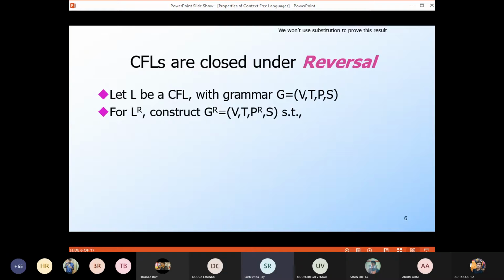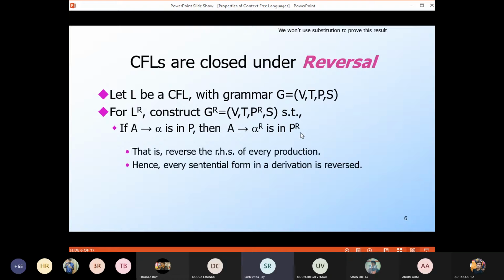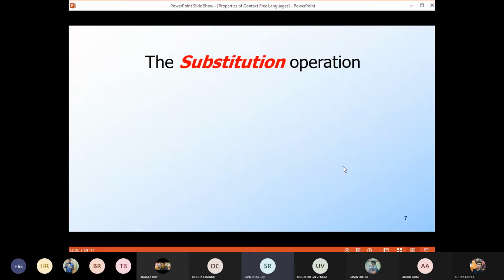So same grammar, only remember for L reversed, you need to reverse all the productions, the right hand sides of all the productions. In fact, the others remain the same. If A goes to alpha is in P, then A goes to alpha reversed is in P reversed. Okay, reverse the right hand side of every production. Since every sentential form in a derivation is reversed, you can produce the reverse strings.